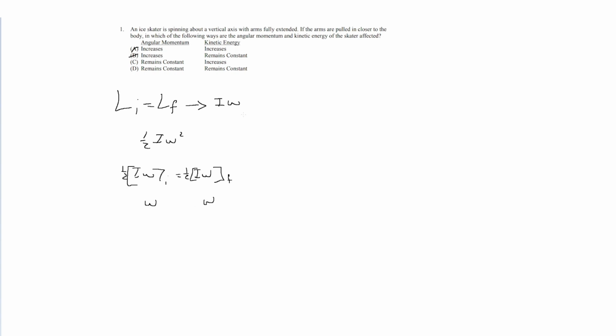So since Iw needs to be the same, when we lower our radius, let's just say we have mr squared w, this is going to be less. So to maintain our angular momentum, the w has to increase. So here, our w has increased since we pulled our arms closer, which means that the kinetic energy will increase, so our answer is going to be C.